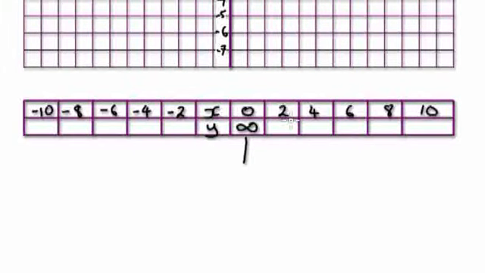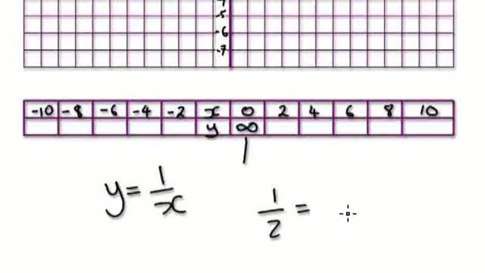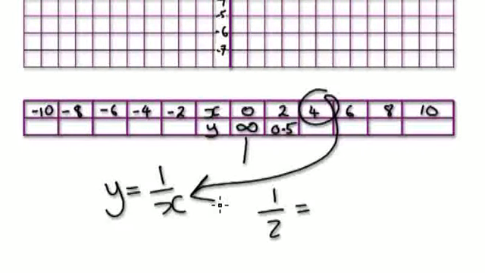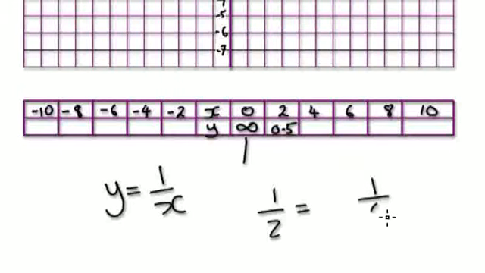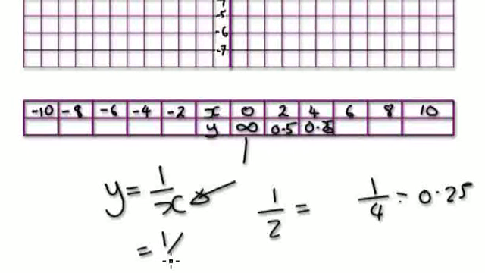Okay. So now let's put 2 in. So we are trying to investigate this 1 over x. Now let's put 2 into this x here. So 2 into that x there would be 1 over 2, which is 0.5. Okay. If you put 4 into here, that would be a quarter. A quarter is 0.25. Okay, so we can put 0.25 in here. Now, if you put 6 into the x here, it would be 1 over 6.